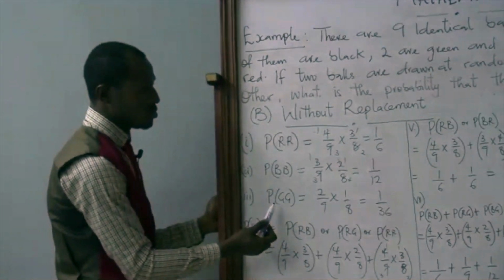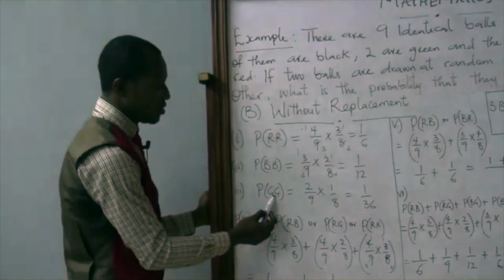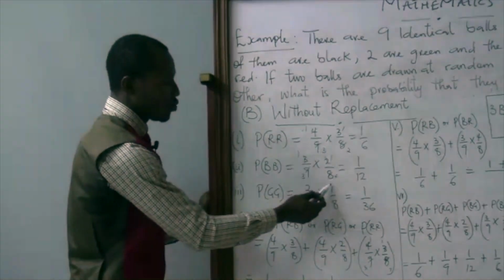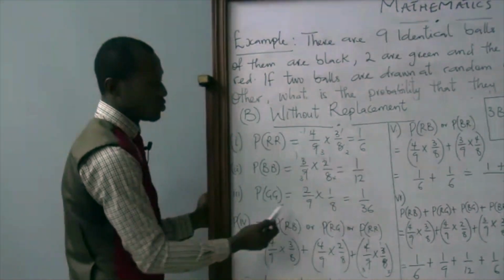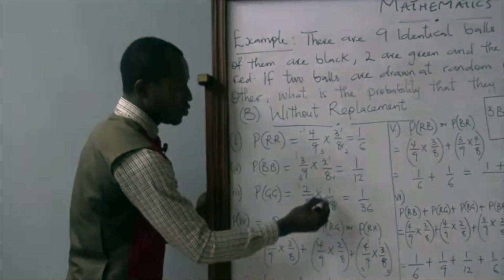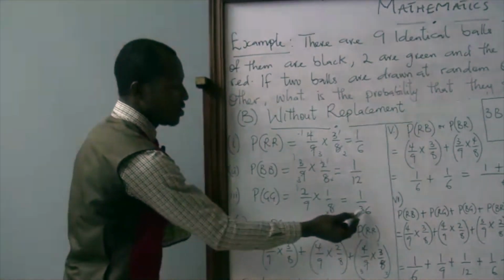The other one, 2 green balls. I pick the first green, 2 over 9. Now we have 1 green more, so that's 1 divided by 8, because the total has also reduced. 2 here 1, 2 in 8, that is 4. So 1 times 1 is 1, 4 times 9 is 36.